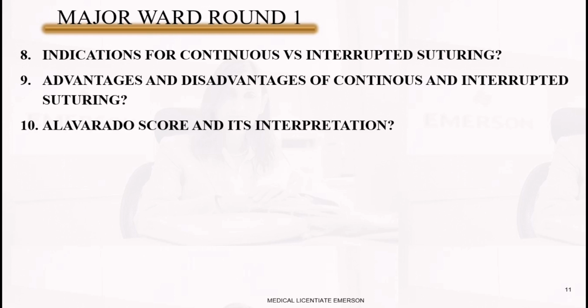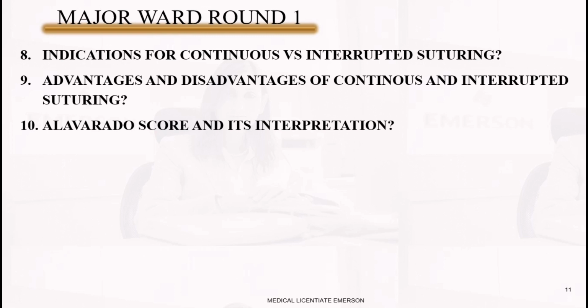So the Alvarado score, bearing in mind you have the mnemonic MANTRELS, where we have migrating right iliac fossa pain, you have anorexia, you have nausea and vomiting, you have tenderness in the right iliac fossa, we have rebound tenderness, we have elevated temperature, leukocytosis, and shift of WBCs. That's MANTRELS, and you need to know the interpretation.